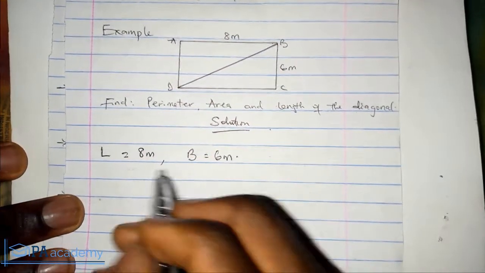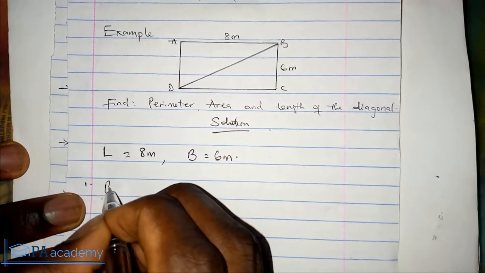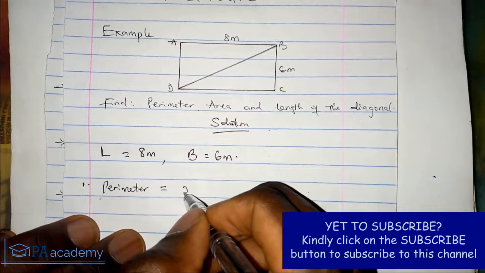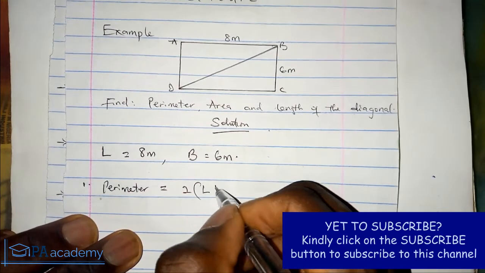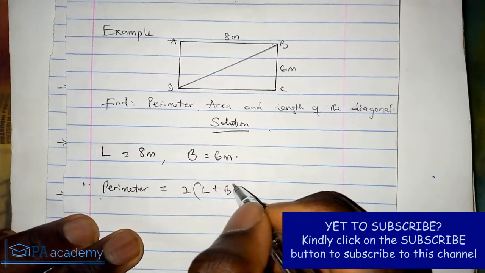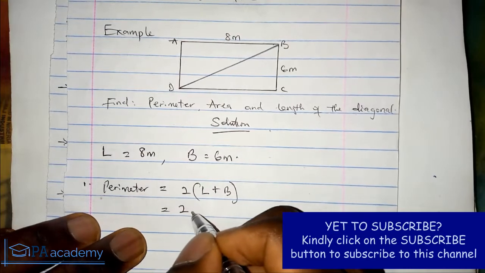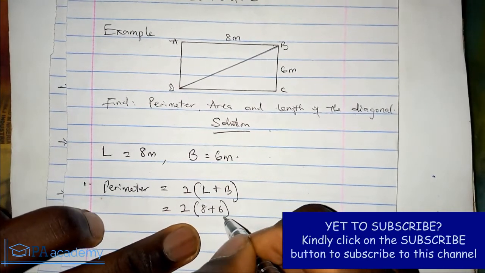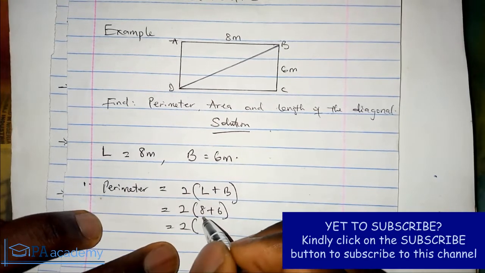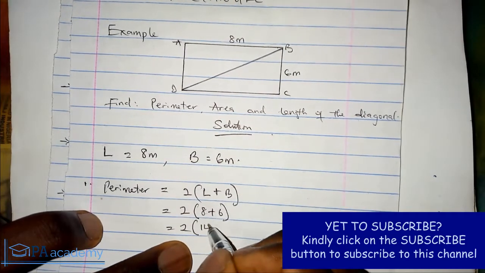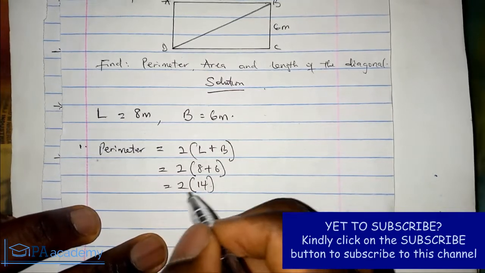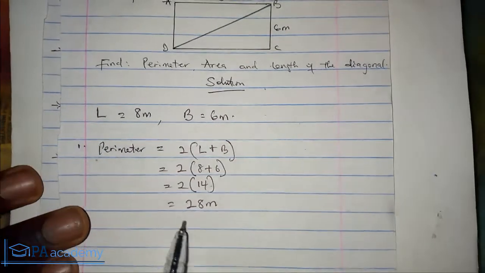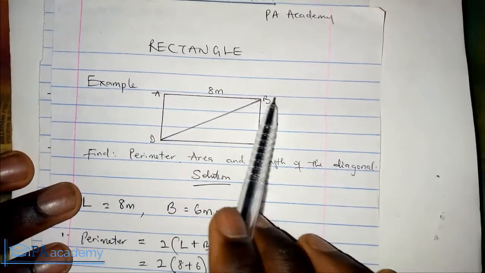So one of the things that we are asked to look for is the perimeter. The formula for perimeter is 2 into brackets length, which is L, plus breadth, which is B. So that will be 2 into brackets, our length is 8, plus 6. So 8 plus 6 is 14. That means 2 times 14, that's 28. And don't forget the units, meter. So that is the perimeter of this rectangle.